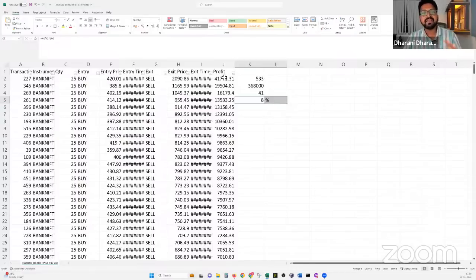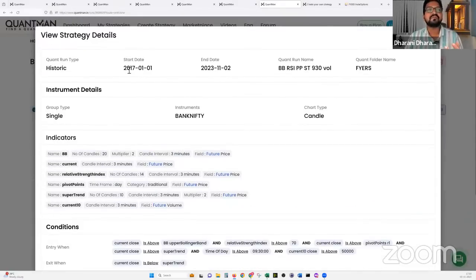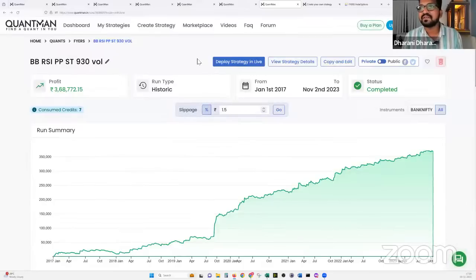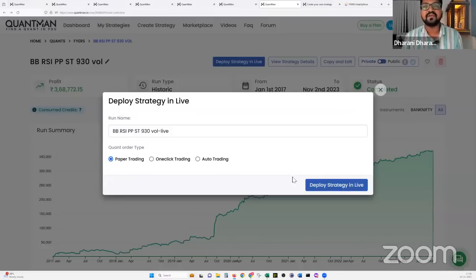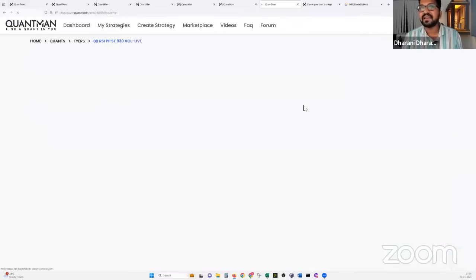So we need to take all the 100 trades to find out these 8 gems. And literally it is not possible for a human being to sit before the system from the year 2017 till date, for the past 7 years, taking trades on each and every 3 minutes. It's literally not possible. But you can automate it in a few clicks. In a few clicks, deploy strategy in live, auto trading, third click, deploy strategy in live. It's very simple.